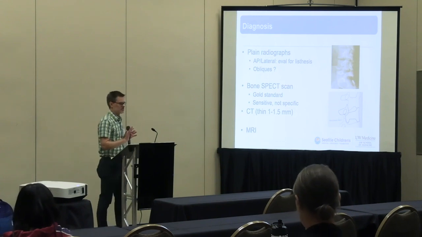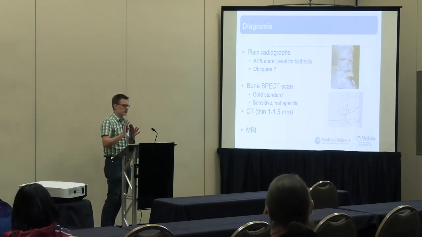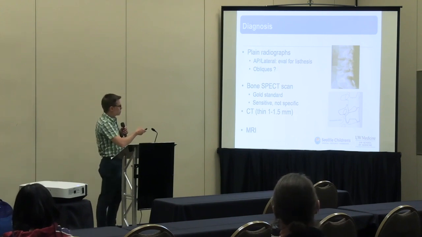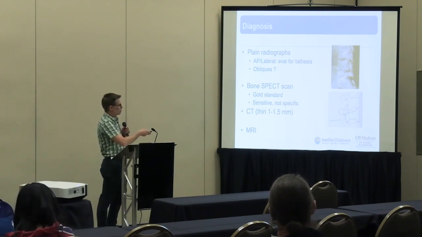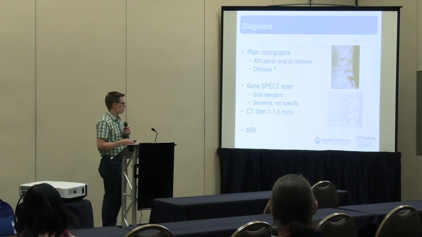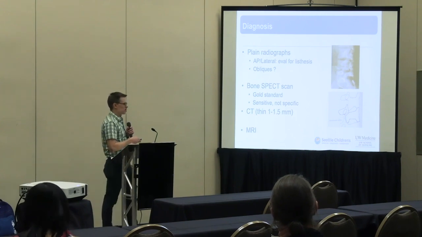But if you read textbooks and stuff, they'll say, get the oblique views. You're looking for the Scotty dog, where you see a little break in the neck. There's a collar on the Scotty dog, and that's a sign of it. Well, if you see one, great, that's awesome, but the sensitivity is so low that the obliques just aren't worth it anymore. Bone SPECT scan is kind of the standard.